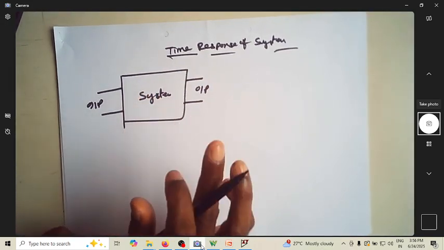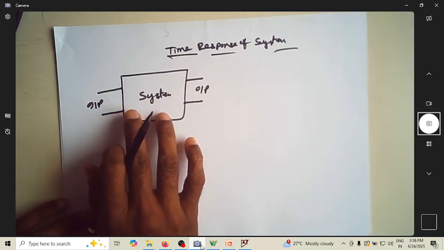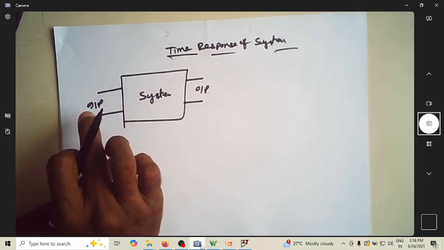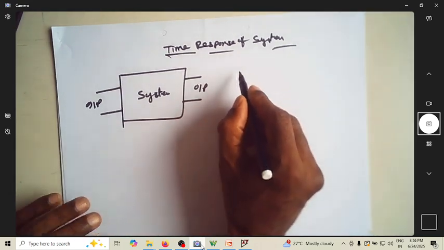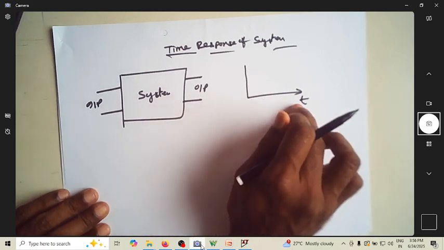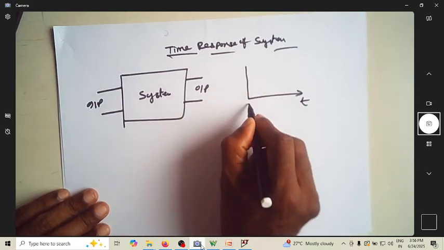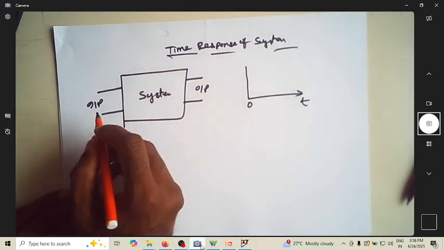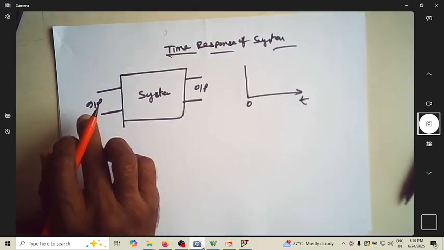So let us consider a block diagram of a system. This is the input port, this is the output port. We want to see what is the response of the system, what is the output of the system with respect to time, starting from t equal to 0. Now for that we have to apply the input.